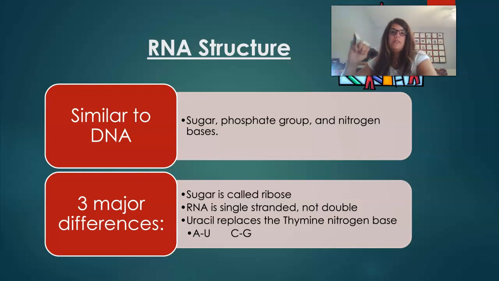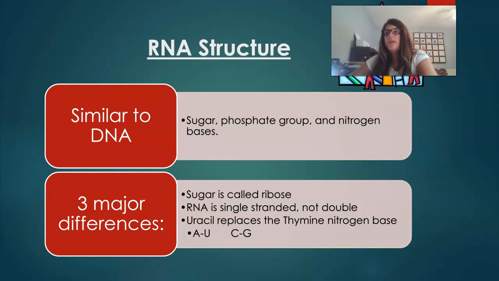The 3 major differences between DNA and RNA are that the sugar is a little different. It's a different variety of sugar. RNA is single-stranded. It's not double-stranded like the DNA. And RNA will have a U, or a uracil, instead of a thymine. There's no thymine in RNA. So there's still adenine, there's still guanine, and there's still cytosine, but instead of thymine, RNA has uracil.